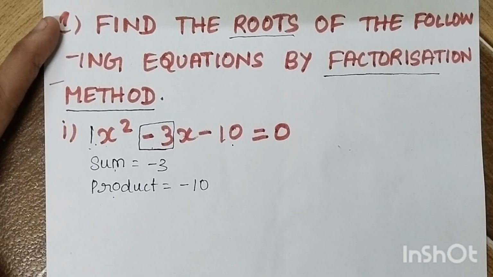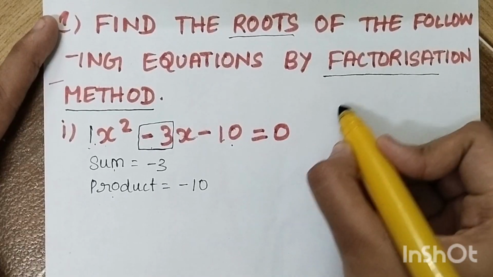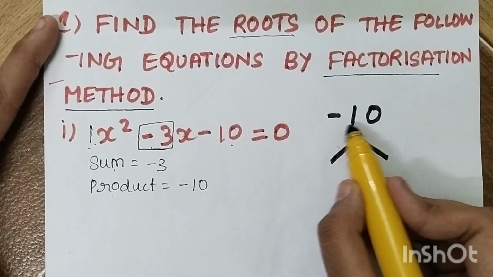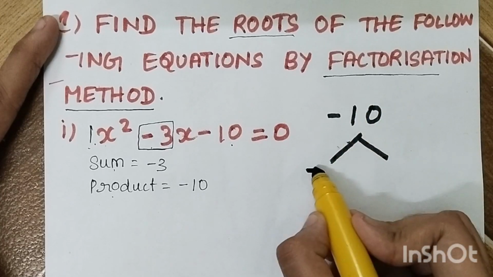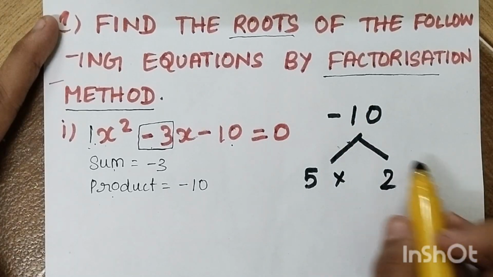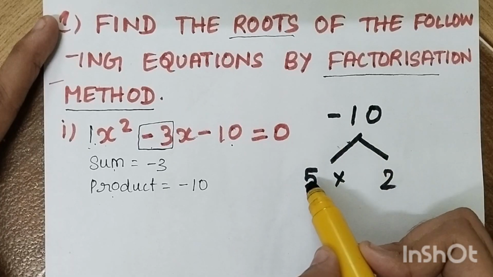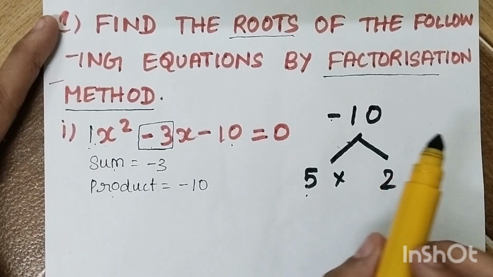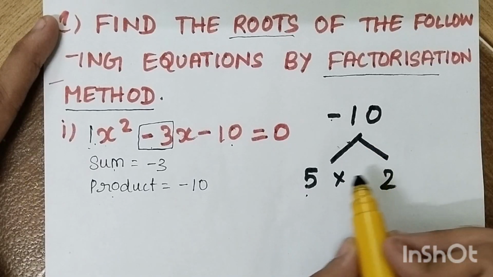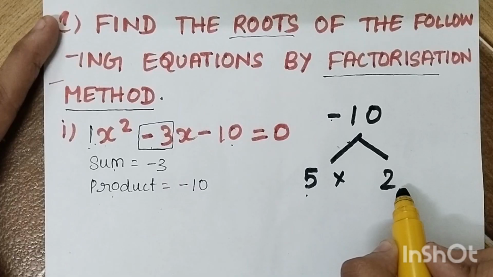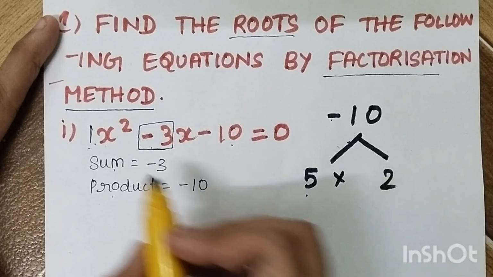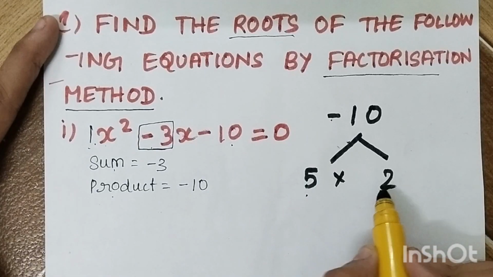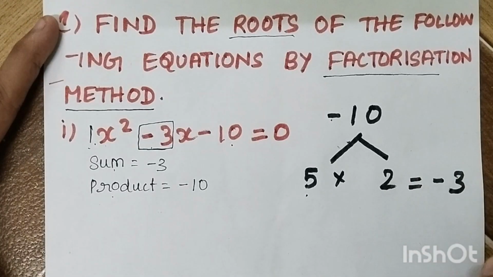Okay, so this is my sum and product. So now I am going to split this minus 10. So minus 10 I can write as 5 into 2, right? For minus 10 I have to put a negative sign on any one of the numbers. Okay, and another condition, my sum must be minus 3. So if I combine 5 and 2, I should get the sum as minus 3.